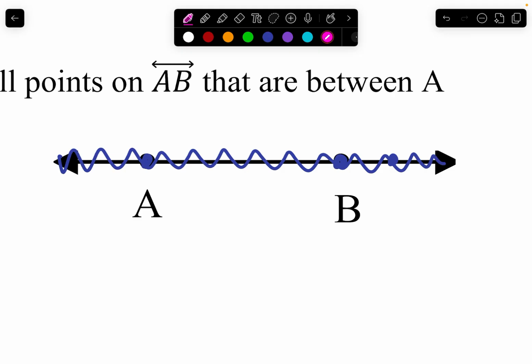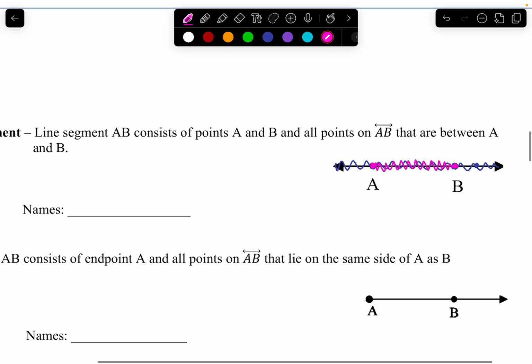If I'm looking at a line segment, I have my point A, I have my point B, and any point that lies in between points A and B is considered part of my line segment. So that's essentially what this is saying. It says line segment AB consists of points A and B, so you have my endpoints there, A and B, and all points on line AB that are between A and B, which is the pink that I have highlighted there. So none of these points outside of A and B are going to be included in my line segment AB.